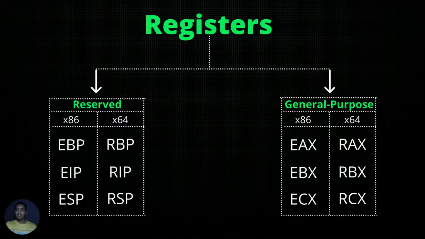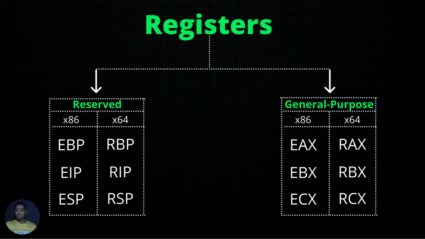Registers are effectively classified into two groups, reserved registers and general-purpose registers. General-purpose registers are used to store temporary data within the processor, such as RDI in 64-bit, which stores the first argument to any function call. Some reserved registers include base pointer, instruction pointer, and stack pointer.